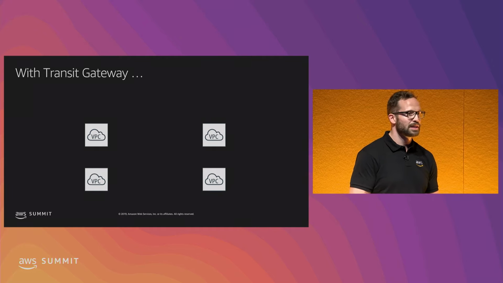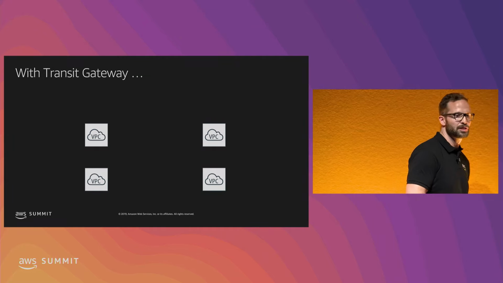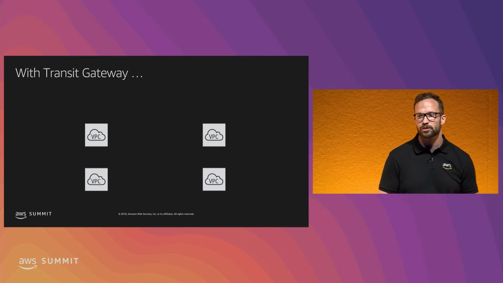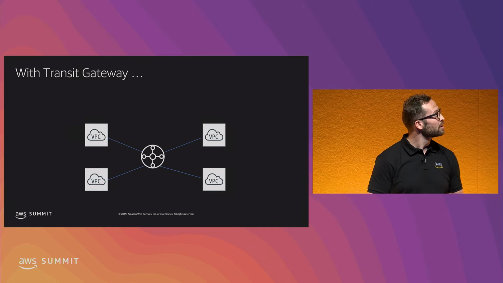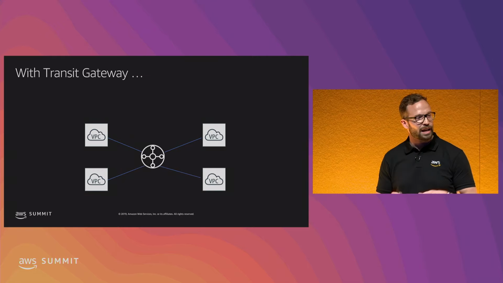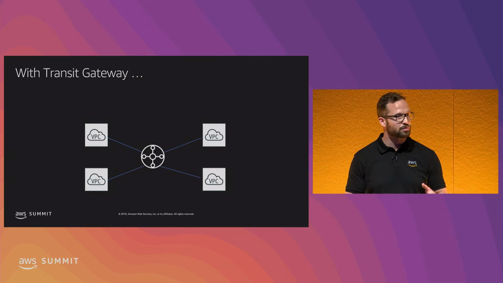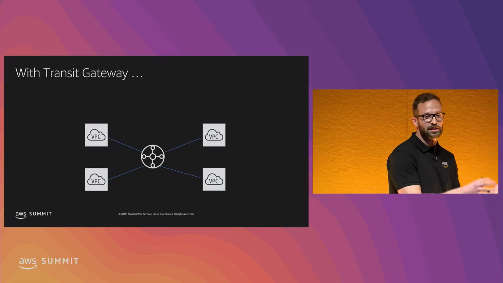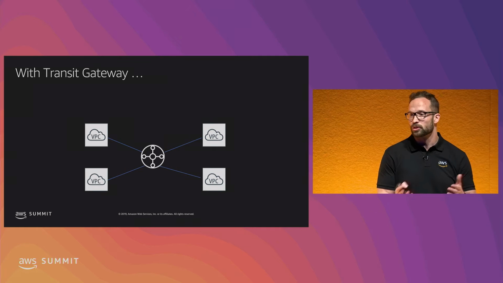So Transit Gateway is a distributed, managed routing service that you deploy into a region, and you can connect and attach VPCs in that same region to your Transit Gateway, and then allow for any-to-any communication from a routing point of view, or you can isolate some VPCs to allow them only to talk to each other.